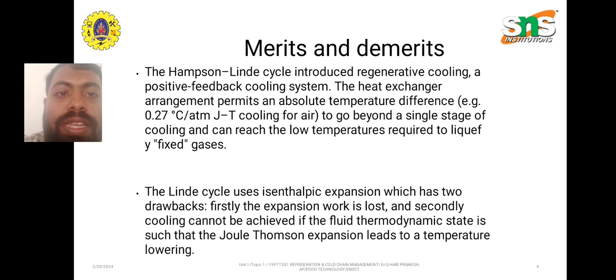Now we are going to see the merits and demerits of Linde's process. The Hampson-Linde cycle introduced regenerative cooling, a positive feedback cooling system. The heat exchanger arrangement permits an absolute temperature difference, that is 0.27 degrees Celsius per atmosphere of Joule-Thomson cooling for air, to go beyond a single stage of cooling, and it can reach the low temperatures required to liquefy fixed gases. The Linde cycle uses isenthalpic expansion, which has two drawbacks. Firstly, the expansion work is lost, and secondly, cooling cannot be achieved if the fluid's thermodynamic state is such that Joule-Thomson expansion does not lead to a temperature lowering.